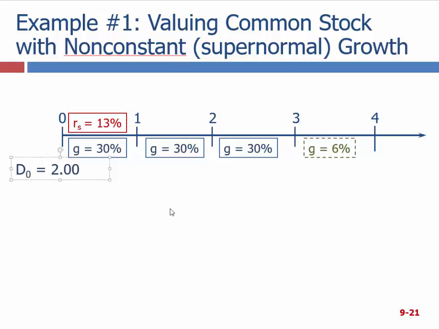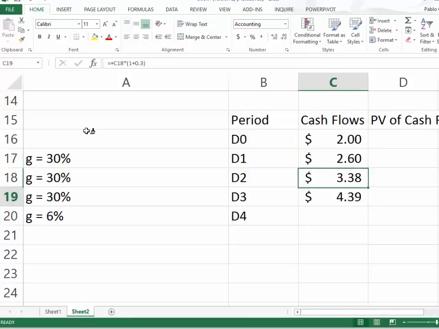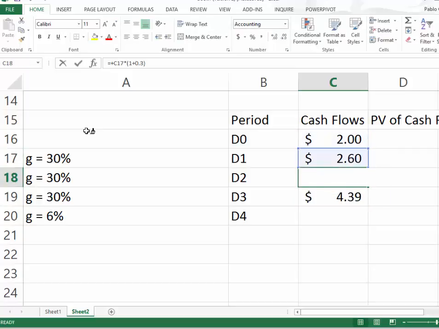In order to find D1, we know that D1 equals the dividend just paid times 1 plus G. They will be 30% larger than this dividend just paid. So we go to our spreadsheet here and we find that this is the same as 1 plus 0.3, and we find it to be 2.6. Then we repeat the process to get D2 and D3, which also grow at 30%. All of these are growing at 30%.